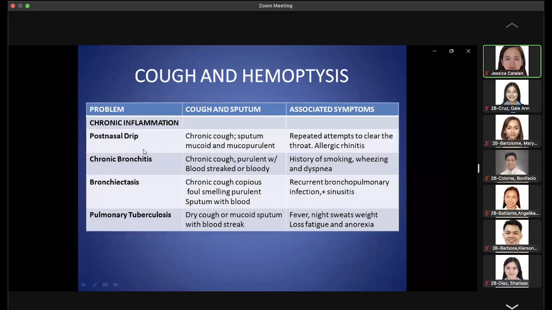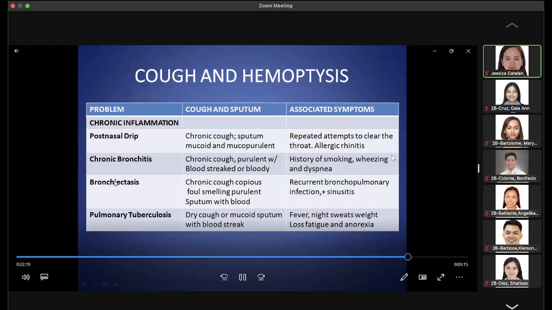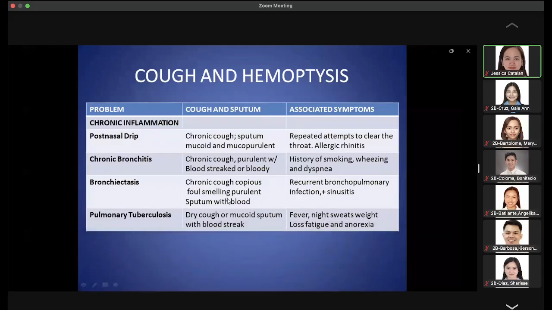For chronic inflammation, first would be the post-nasal drip. So there are repeated attempts to clear the throat, such as in cases of allergic rhinitis. In chronic bronchitis, there is chronic cough with a history of smoking, wheezing, and difficulty of breathing. In bronchiectasis, the chronic cough is associated with a foul-smelling purulent sputum and sometimes with blood, in the setting of a recurrent bronchopulmonary infection.